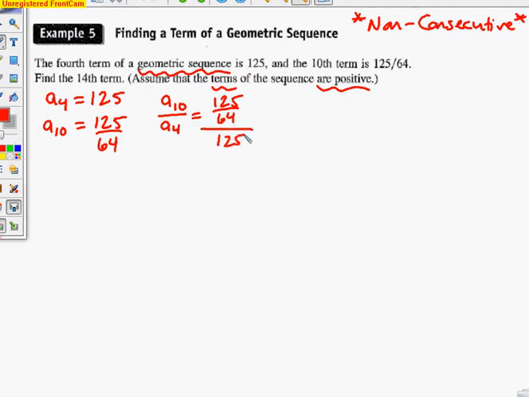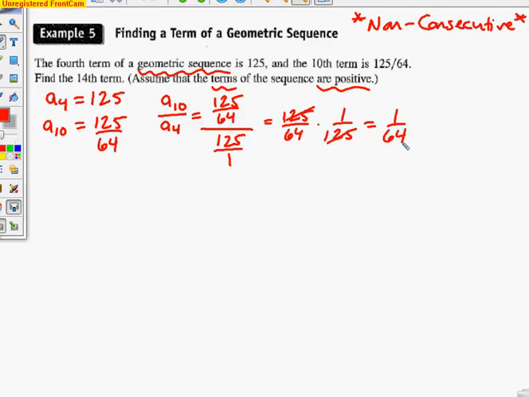That is 125 over 64 divided by 125. And you can do this in your calculator, but we want to try to keep as exact as possible. So this 125 is over 1. Instead of dividing fractions, we multiply by reciprocals. So that's 125 over 64 times 1 over 125. And the 125s will cancel, and this is 1 over 64.